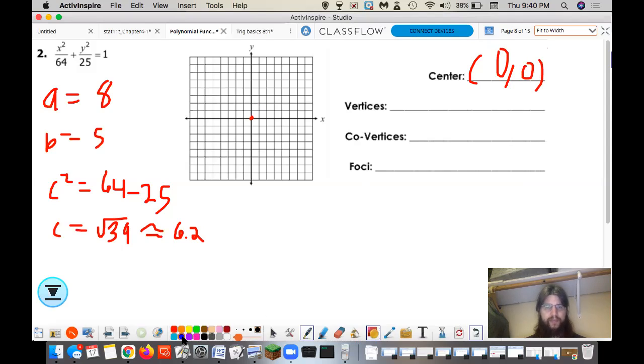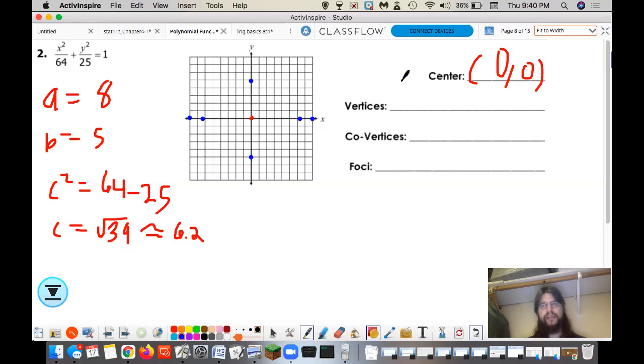This time X is my major axis because look, the big one's underneath the X's. So I'm going to go 8 here. I think this is 8. 3, 6, 8. Yeah, so that's 8. On minor axis, I'm going to go 5 and 5. And I'm going to go 6 and a piece. So this is 8, 7, 6 and a piece. There's all my points.